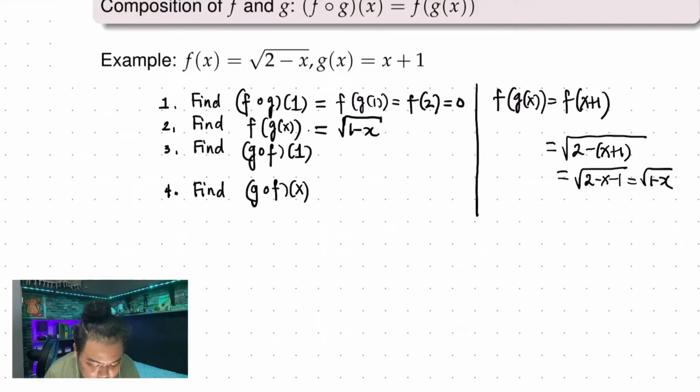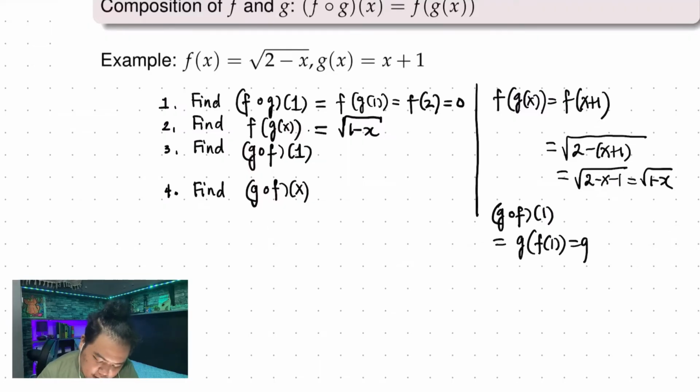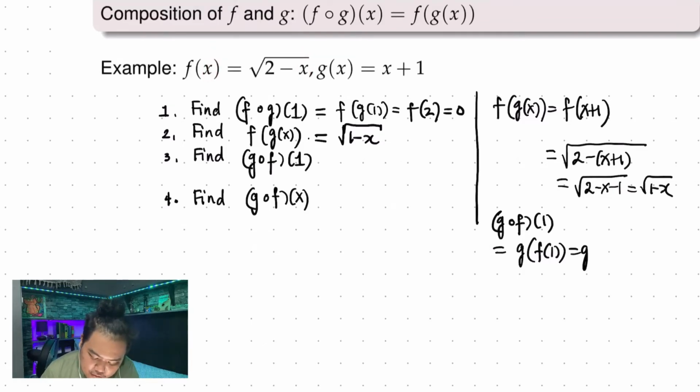Dito naman, tingnan nyo, magkaiba naman yung order niya, nauna yung G. Ang tanong, pareha lang ba yun? Pwede mo bang pagbaliktarin? Ang malalaman natin ang kasagutan dito. This means G of f of 1. What is f of 1? Replace 1 dito. So, f of 1 is square root of 1, which is 1.